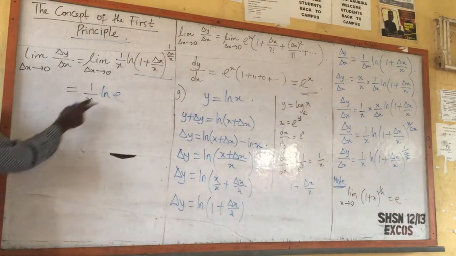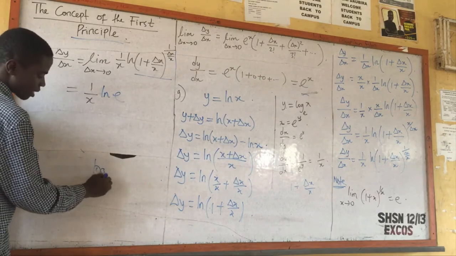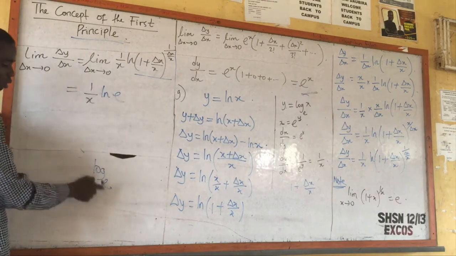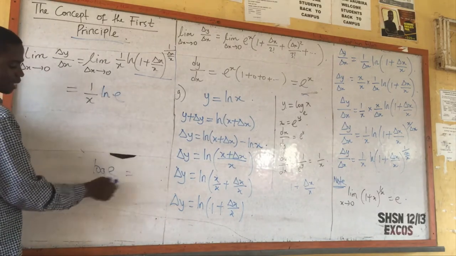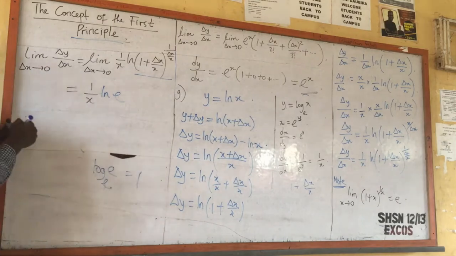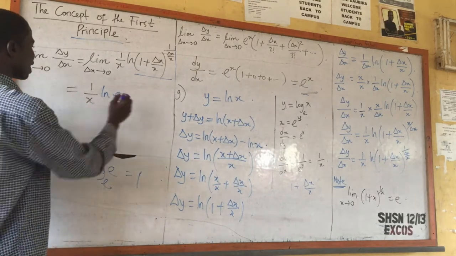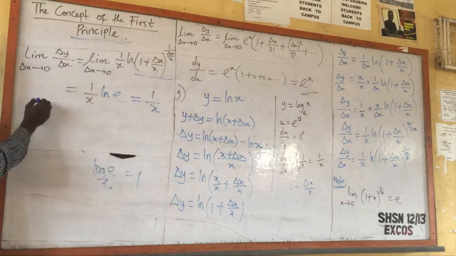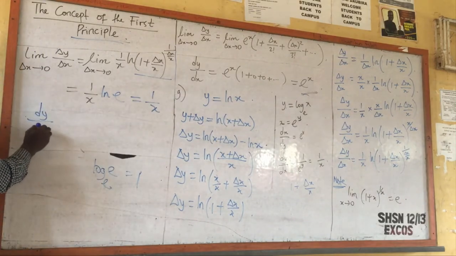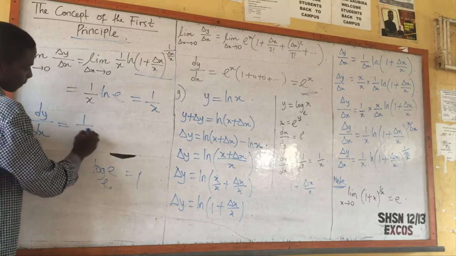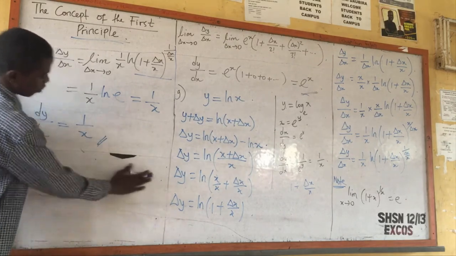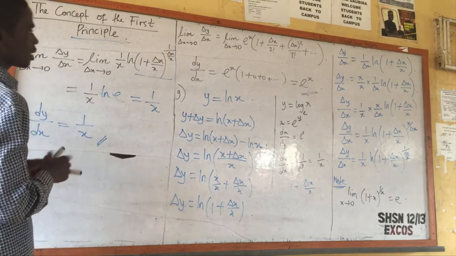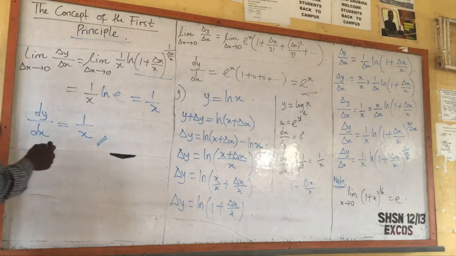Don't forget I told you that ln is a log function, log to base e. So ln of e means log to base e of e, and log base e of e will give me 1. So that means ln of e will give me 1, so that at the end of the day I will be left with 1 over s. So that means dy ds is equal to 1 over s.